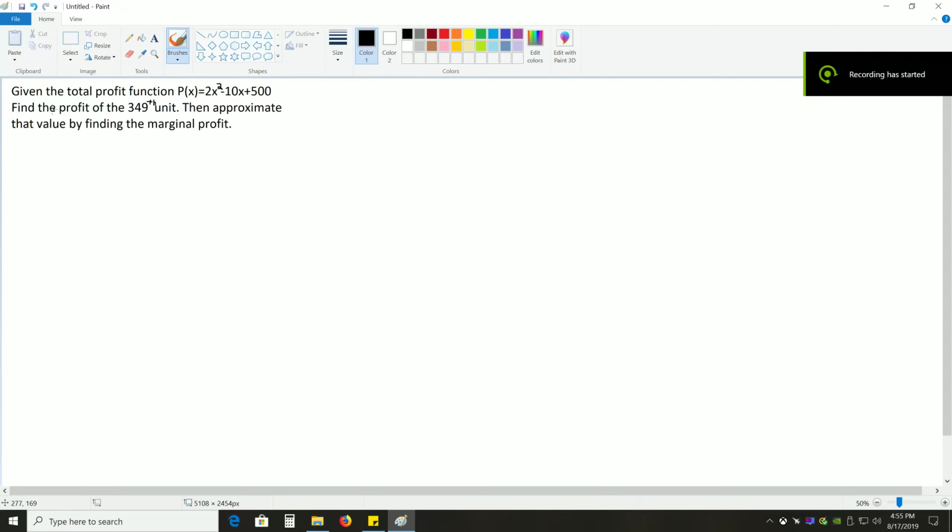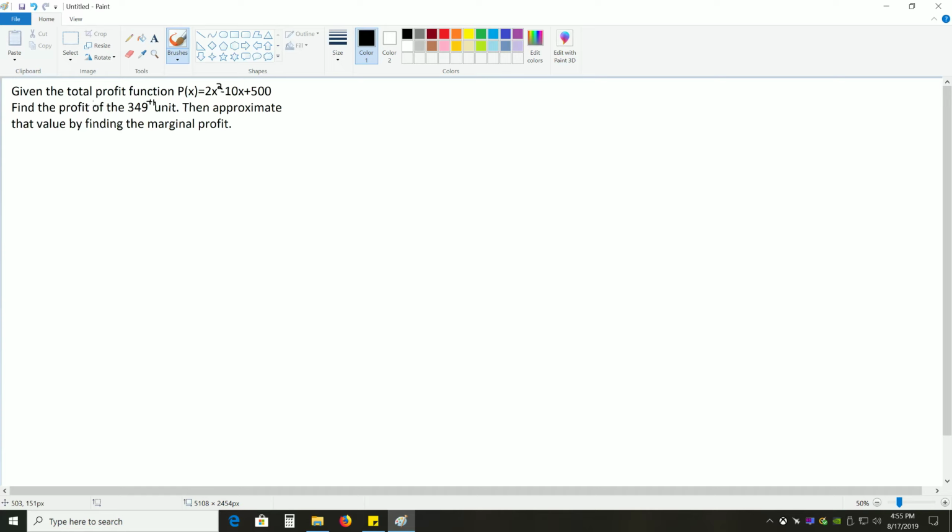In the following problem, we're given the total profit function P(x) = 2x² - 10x + 500. We want to find the profit of producing the 349th unit. Then we want to approximate that value by finding the marginal profit.